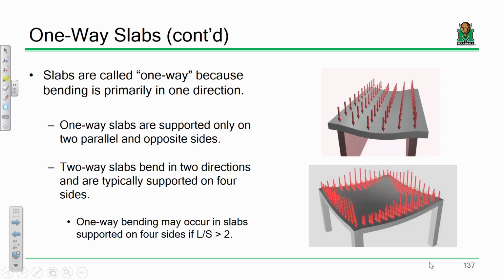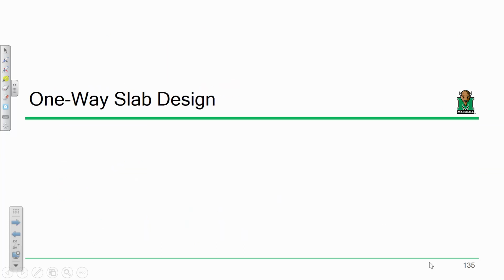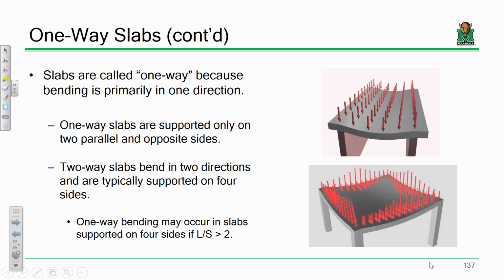Now, if you notice, I said one-way slab design. What do I mean by one-way slabs? One-way slabs are designed to bend one way. So whenever you hear the term one-way slab in structural design, they are designed assuming that they only bend one way and that they behave kind of like a beam. Another more complex design would be designing a two-way slab.